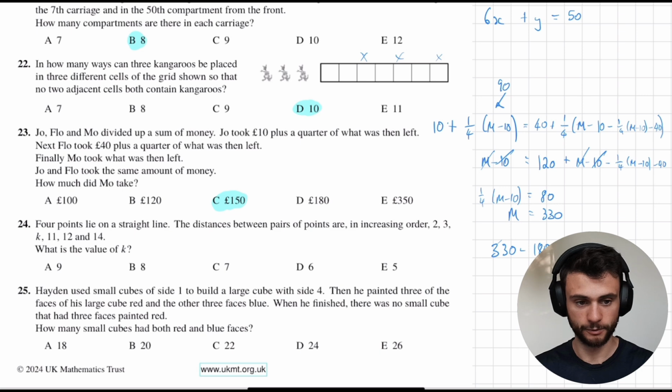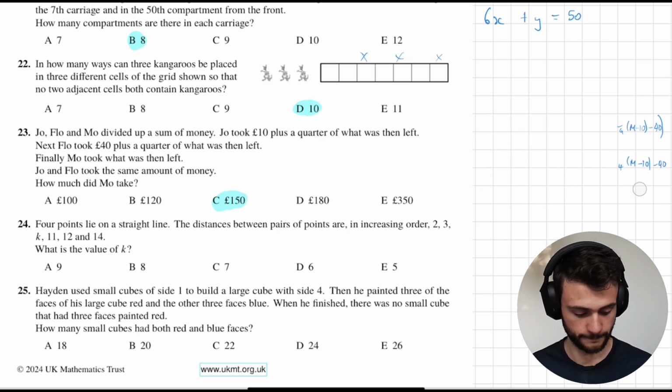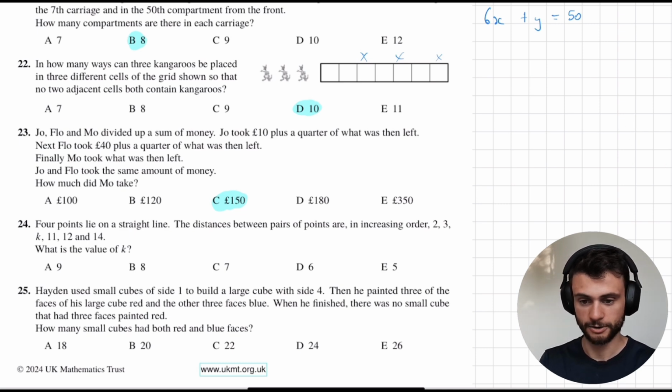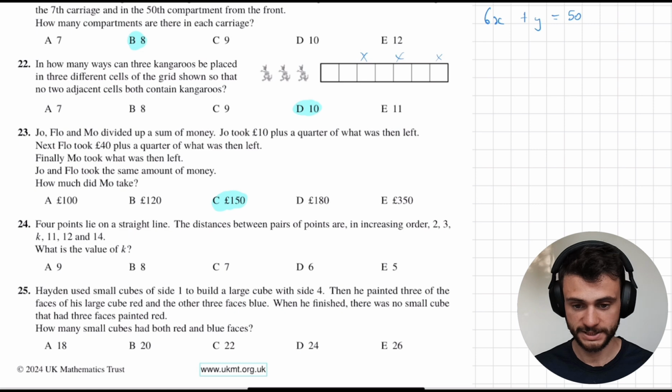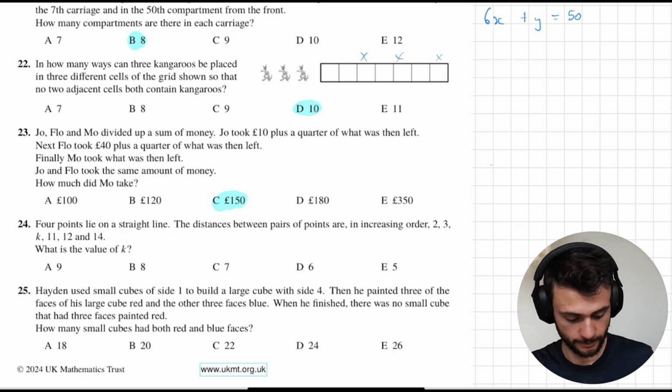Okay, question 24. I'm just going to get rid of some of this working just so I've got space to write some working for question 24. So 4 points lie on a straight line. The distances between the points are, in increasing order, 2, 3, k, 11, 12, 14. What is the value of k?